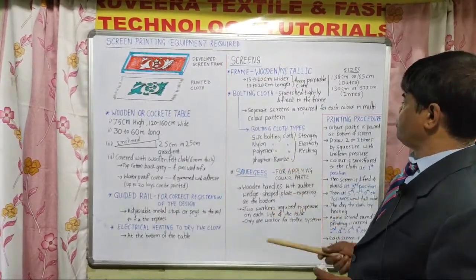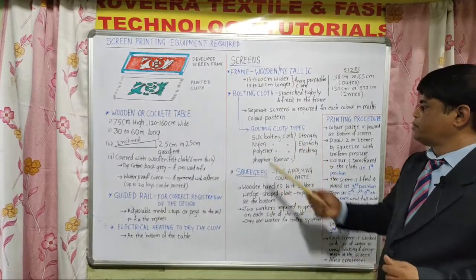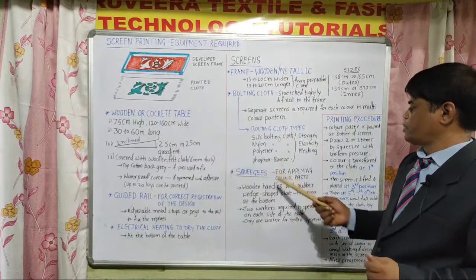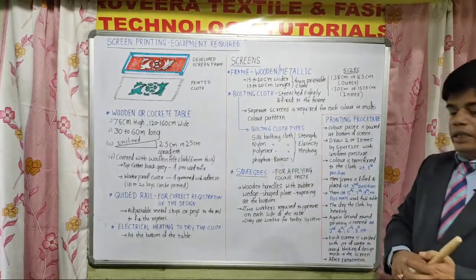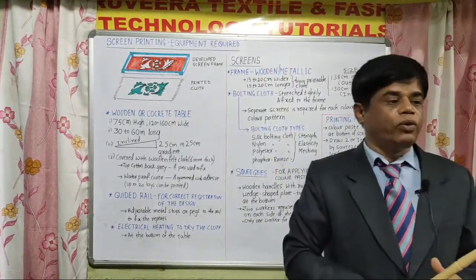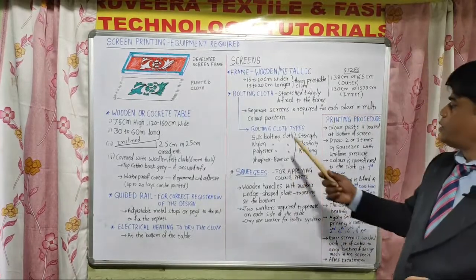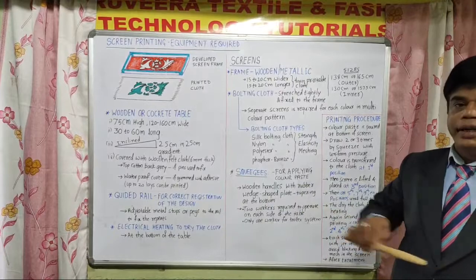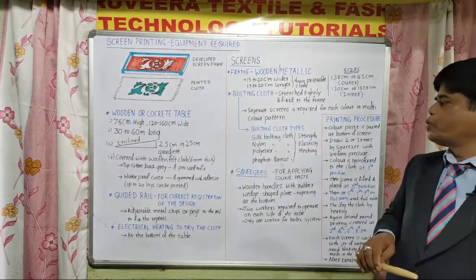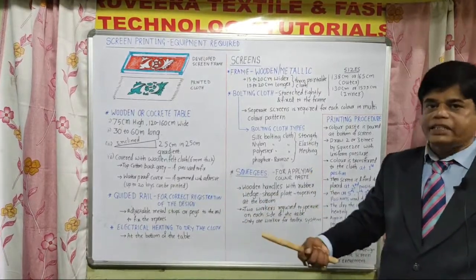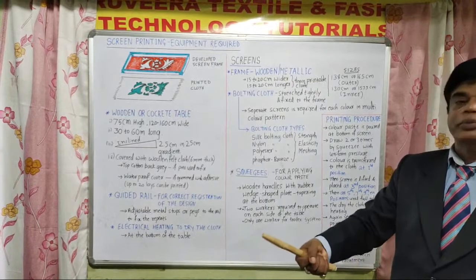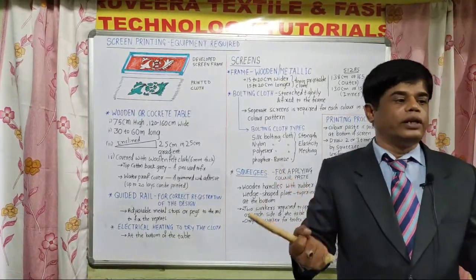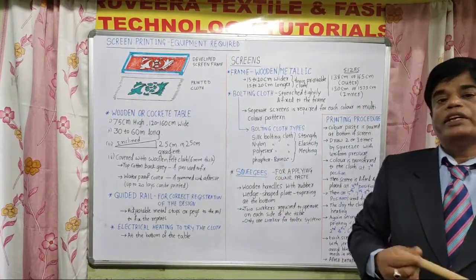Now, bolting cloth types: silk bolting cloth, nylon, polyester, even phosphor bronze cloth. Here, what should be the property, the quality of the bolting cloth? The cloth should have strength, even after making many strokes. It should also be elastic in nature, stretchable, with good strength, and also meshing in nature.